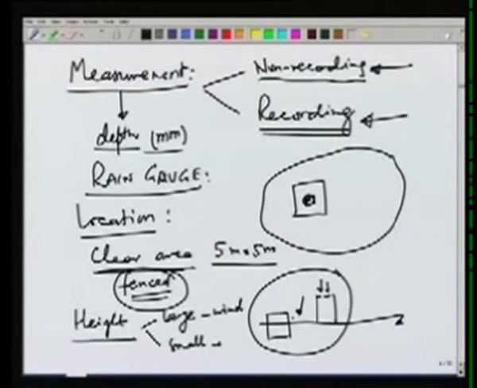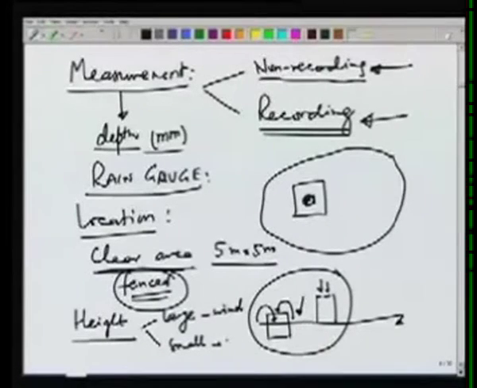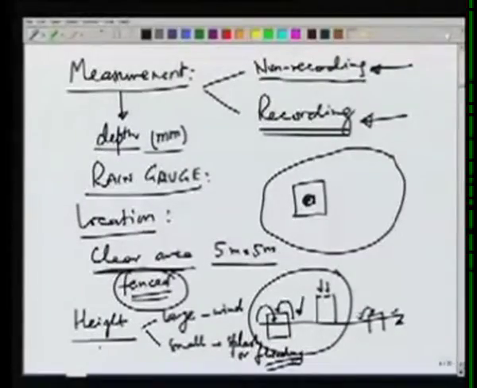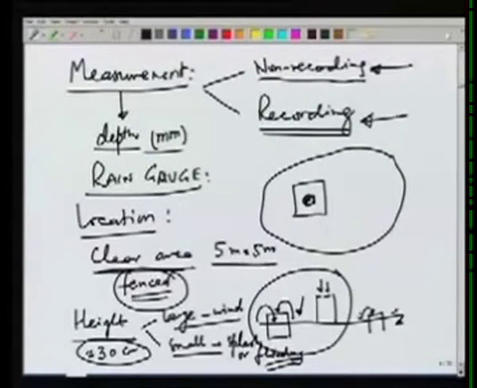So raindrops falling here may cause some splashing into the rain gauge, and whatever data we record here may not be correct. So a small height may lead to splashes or flooding. Sometimes if the rain gauge height is small, then the nearby area may get flooded and it may spill over into the rain gauge, causing a higher amount than the actual rainfall. So typically the height is kept at about 30 centimeters to balance the wind effects and also to prevent the splashing.